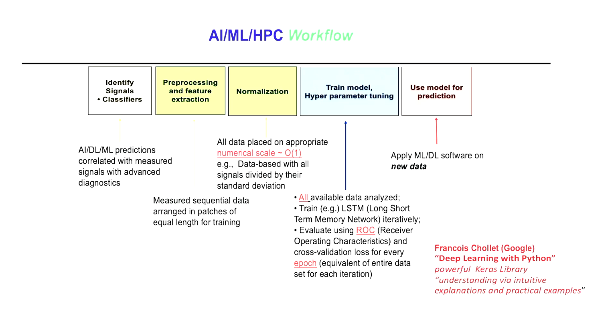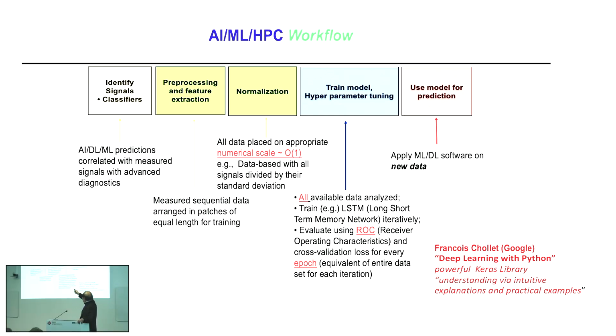This is fairly straightforward. I think most of you are familiar with this. This is what we call an AI machine learning HPC workflow. This is pretty generic because you basically identify the signals or classifiers off of which you make the predictions. These are correlated with measured signals with advanced diagnostics. The pre-processing and feature extraction is pretty straightforward. These involve measuring sequential data arranged in patches of equal length for training. You follow this sort of scheme so you avoid a Tower of Babel situation.